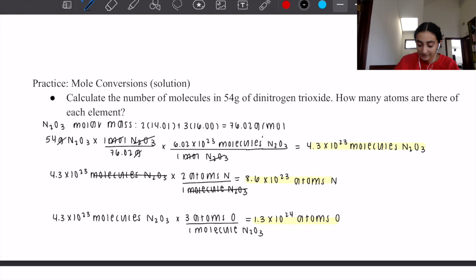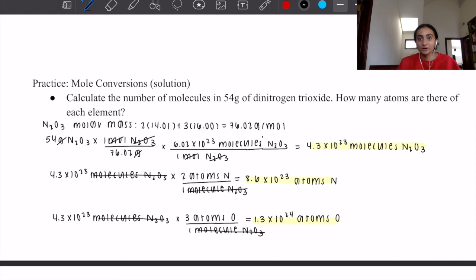Now I'm going to do the same thing with oxygen, except there are 3 atoms of oxygen in one molecule of N2O3. So again, molecules of N2O3 cancel out, multiply by 3, and I get 1.3 times 10 to the 24th atoms of oxygen. So this kind of combined all the different conversion fractions I went over.